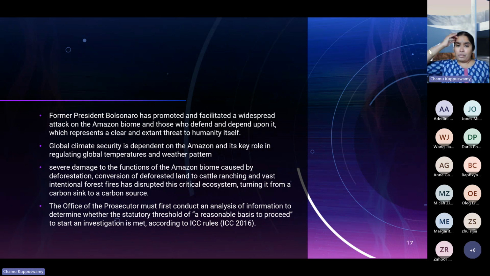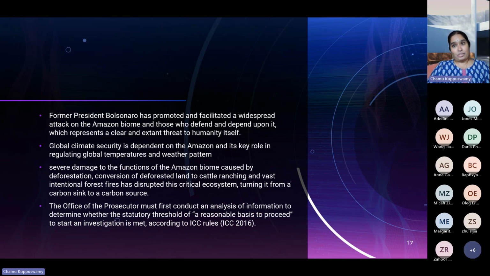But the procedures of the ICC take their course. So the Office of the Prosecutor, what must they do first? They must conduct an analysis looking at the information. They have to determine whether this case can even be taken up. Is there a reasonable basis to proceed against Bolsonaro on the charge of crime against humanity for having put in place policies that led to the destruction of parts of the Amazon, right?